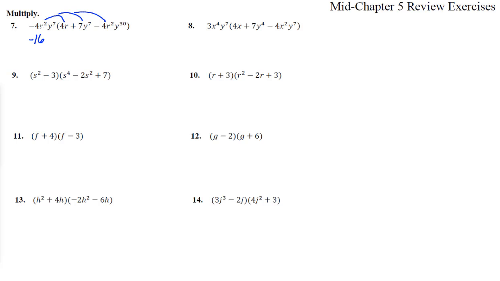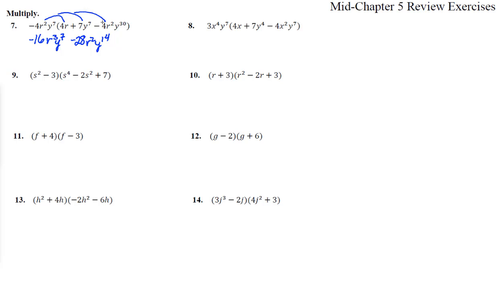That's negative 4 times 4. We now have r squared times r is r cubed, and that's all times y to the 7th. Multiplying the next term, we get minus 4 times 7 is 28. There are no more r's, so that r squared is just there. And y to the 7th times y to the 7th is now y to the 14th.